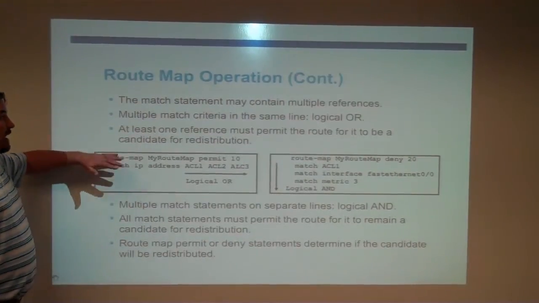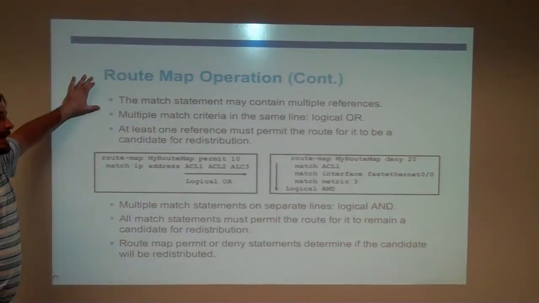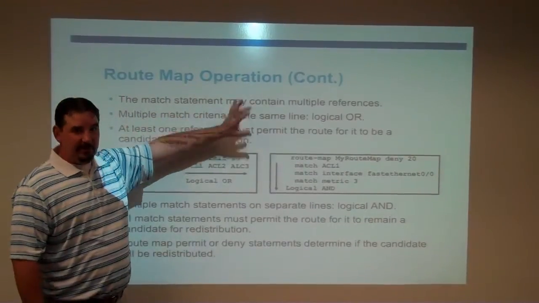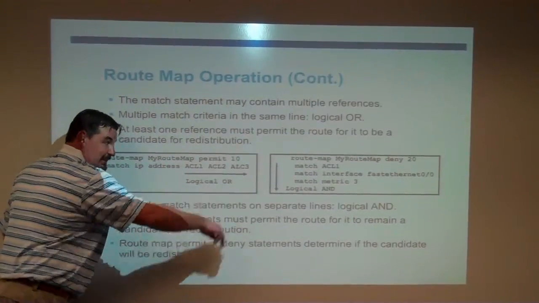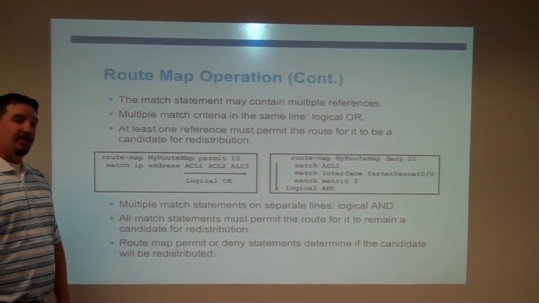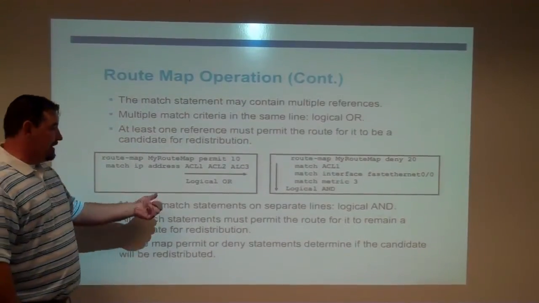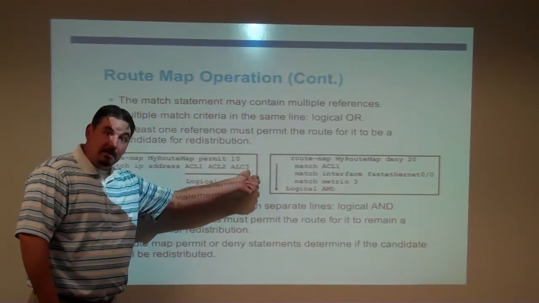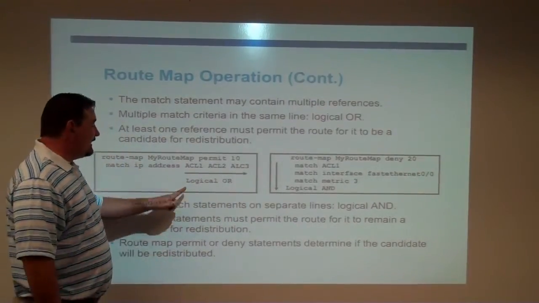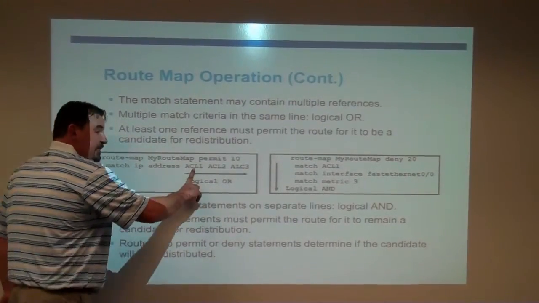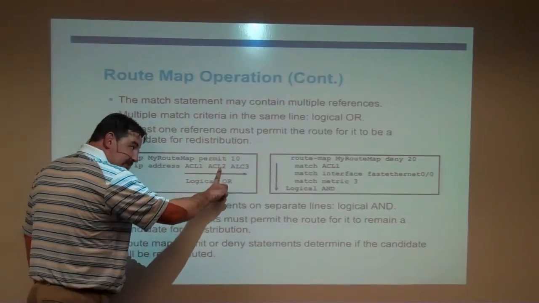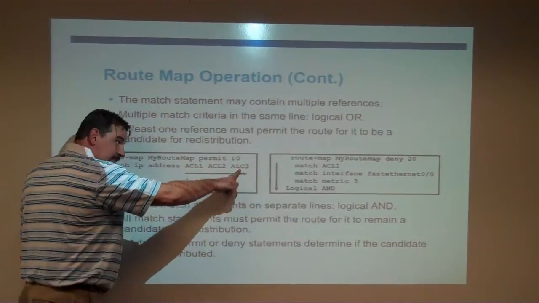Now, in a route map, we have match statements. And these match statements can contain multiple references. Typically, you're matching an access list. Okay? And they show a couple different things. We can have one match statement that matches multiple access lists. And if that's what you're doing, it's a logical OR. It could match this access list, or this access list, or this access list.